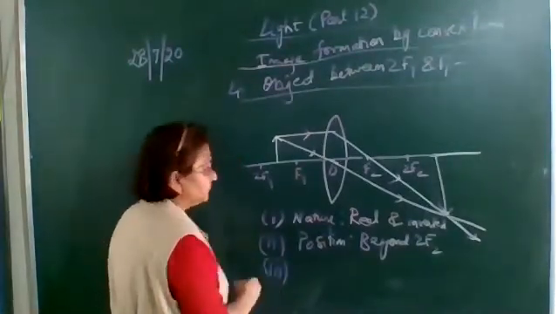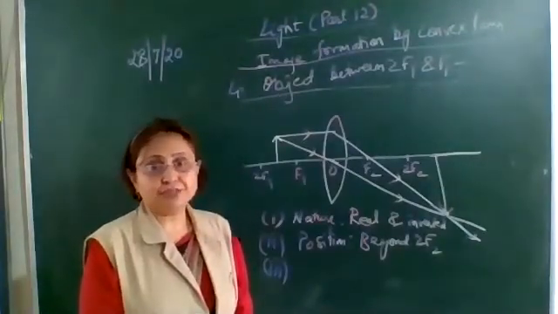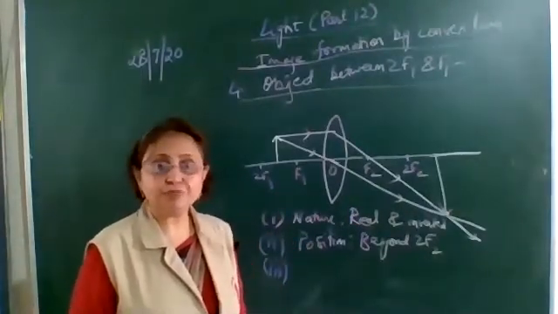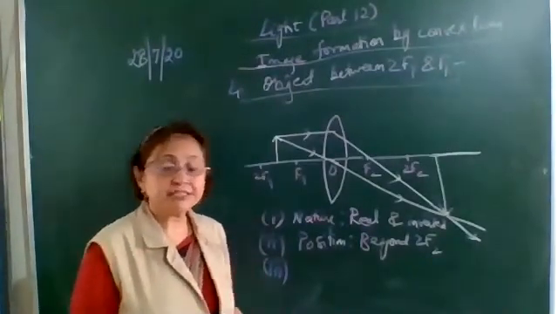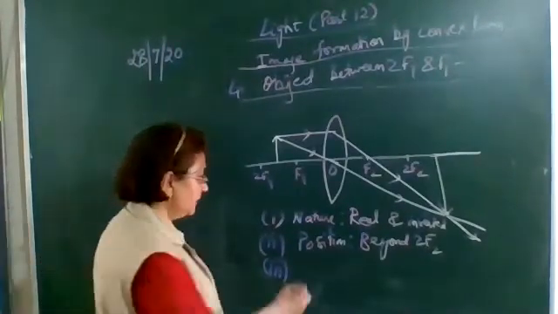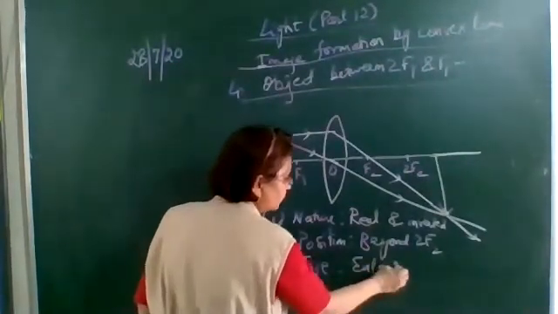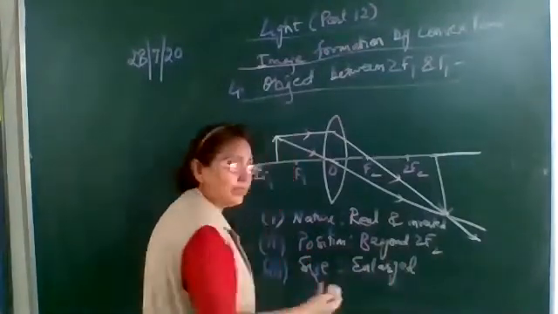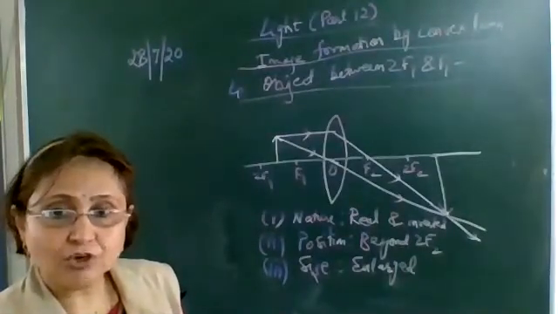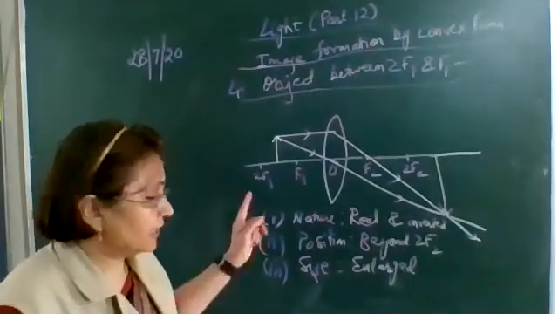The third point is the size of the image. Okay, very evident from the figure. Size is much bigger than the object. Okay, and such an image we call a magnified image, or you may say an enlarged image. So anything you may write: the size is magnified, or it is an enlarged image, or bigger than the object. Either you can write it is bigger than the object, or magnified, or it is an enlarged image.